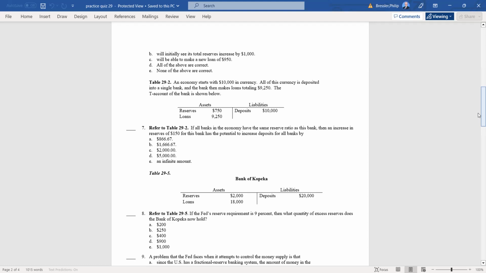Now I have to find out what the money multiplier is. That's going to be 1 over the reserve requirement. So 1 divided by 0.075, and that's going to equal 13.33. If I have 150 extra of reserves, I'm going to multiply that by 13.33, the multiplier. When they say deposits for all banks, that's the key to me to know that I'm using the money multiplier. So 150 times 13.33 gives you 2,000, C as in Caroline.